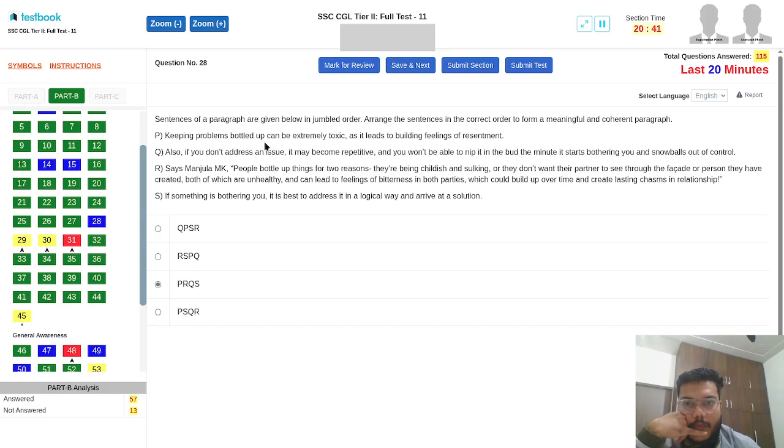Keeping problems bottled up can be extremely toxic as it leads to building feelings of resentment. ठीक है. Says Manjula MK, people bottle up things for two reasons. They are being childish and sulking, or they don't want their partner to see through the facade or person they have created, both of which are unhealthy and can lead to feelings of bitterness in both parties, which could build up over time and create lasting chasms in relationship. Also, if you don't address an issue, it may become repetitive and you won't be able to nip in the bud the minute it starts bothering you. If something is bothering you, it is best to address it and arrive at a solution. यही लग रहा है भाई.